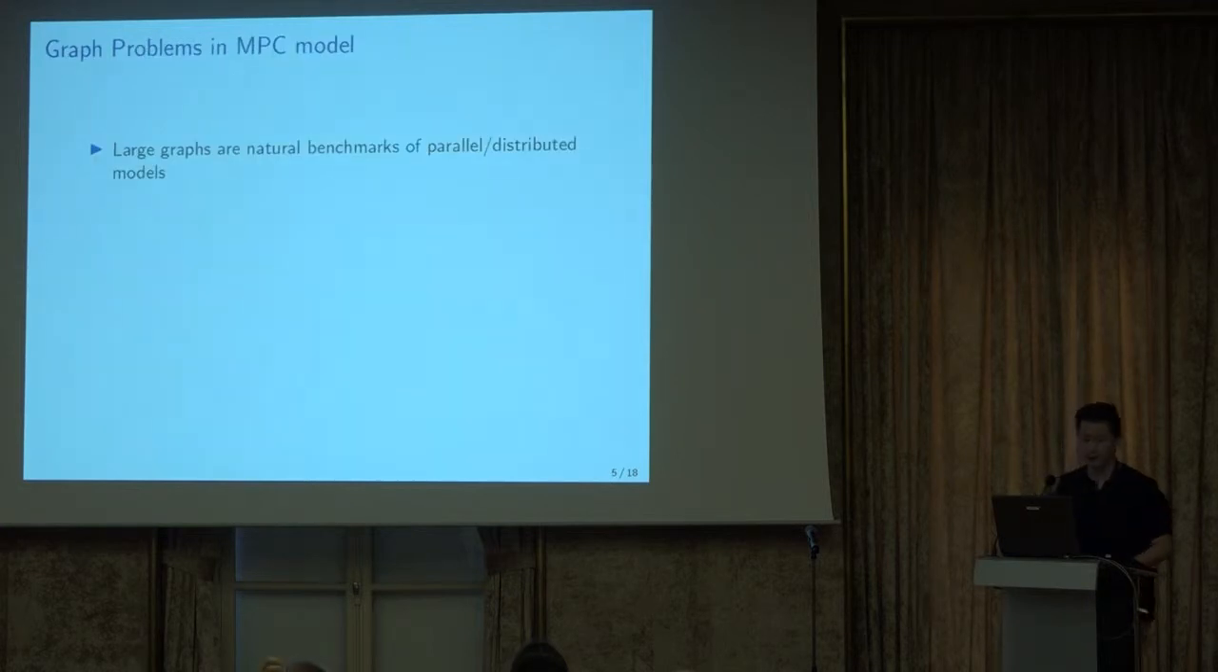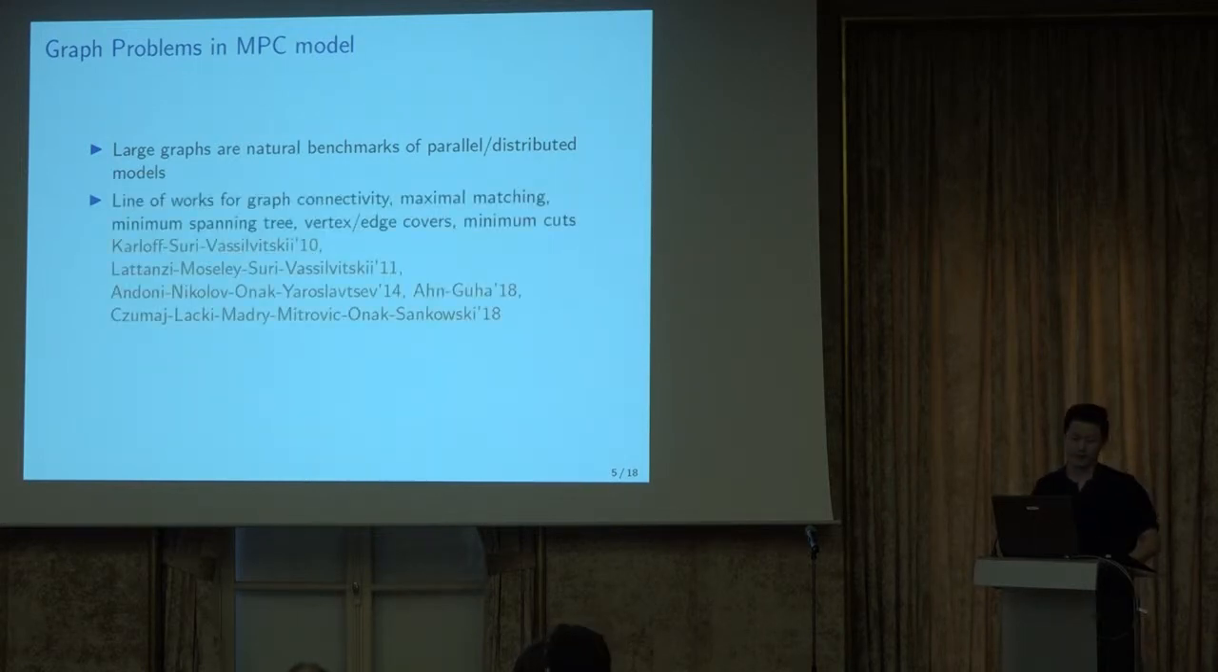So why should we study graph problems in the MPC model? Graphs, especially large graphs, are very natural benchmarks of parallel distributed models. For example, in real life, there are many large graphs, such as social networks or transportation networks. They have millions or billions of vertices and edges. So we need some large-scale computational system to handle the dataset. Furthermore, the dependencies between the vertices and the edges may be very complicated. So it always needs some novel and non-trivial algorithm ideas to handle these issues in the parallel models.